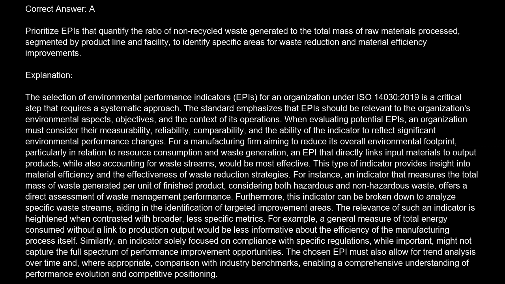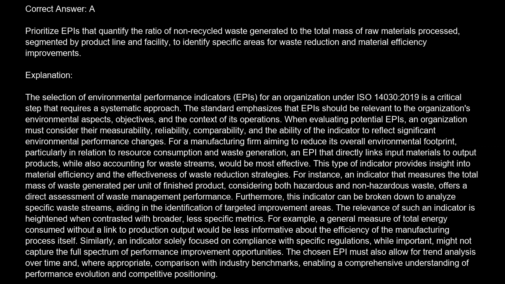Explanation: the selection of environmental performance indicators, EPI, for an organization under ISO 14030-2019 is a critical step that requires a systematic approach. The standard emphasizes that EPIs should be relevant to the organization's environmental aspects, objectives, and the context of its operations. When evaluating potential EPIs, an organization must consider their measurability, reliability, comparability, and the ability of the indicator to reflect significant environmental performance changes.